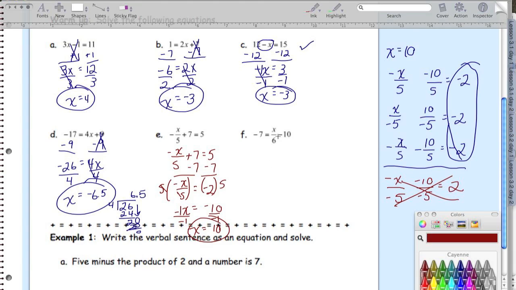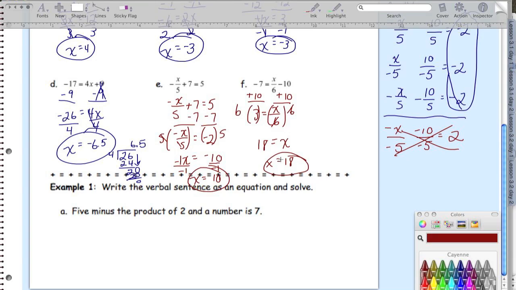In letter F, I'm going to add 10 to both sides. When I add 10, I get 3 equal to x over 6. And I'm going to multiply both sides by 6. 6's cancel. X equals 18. All right, let's try example 1.